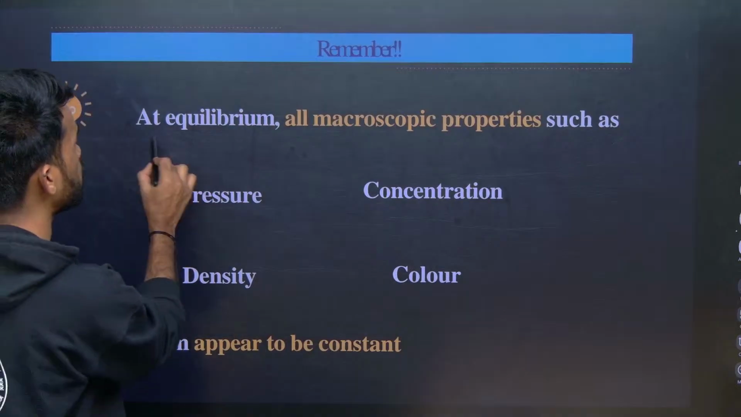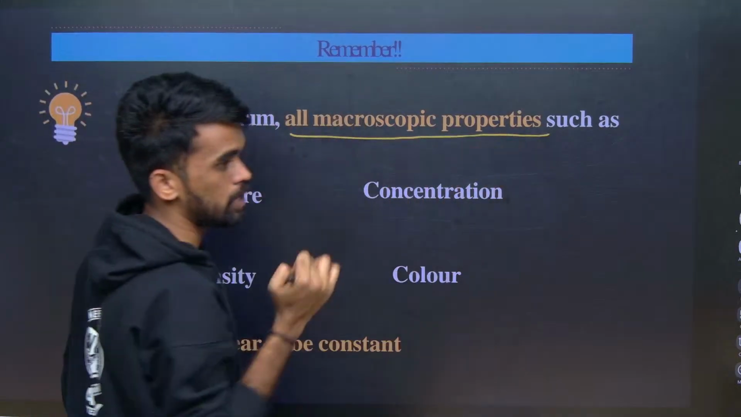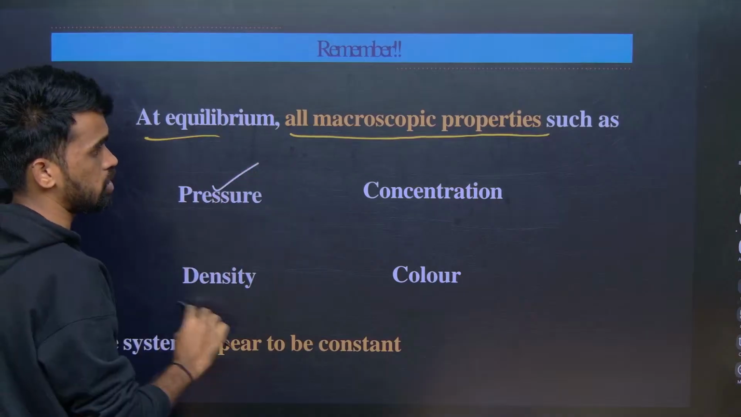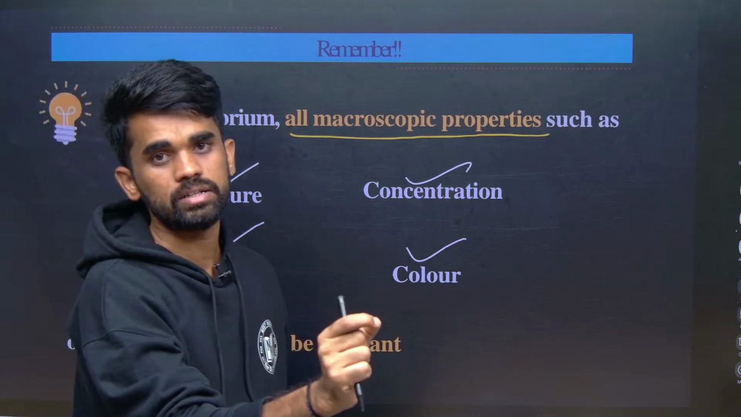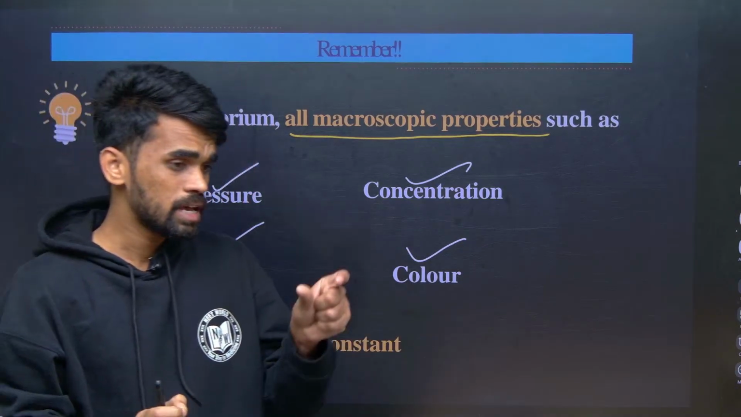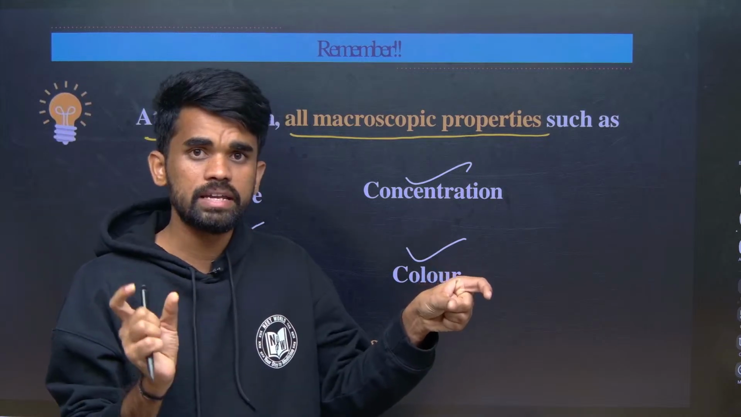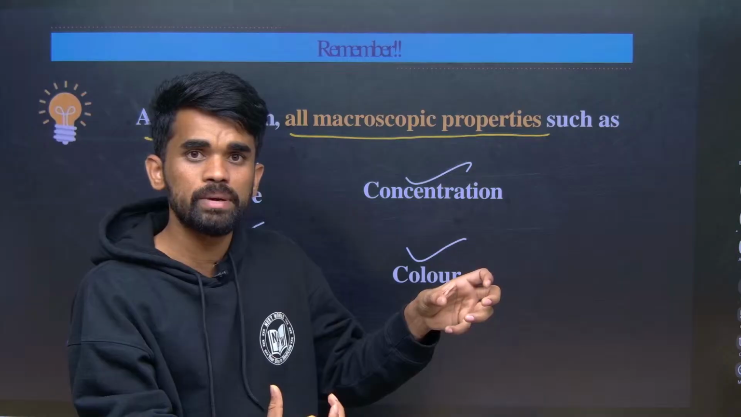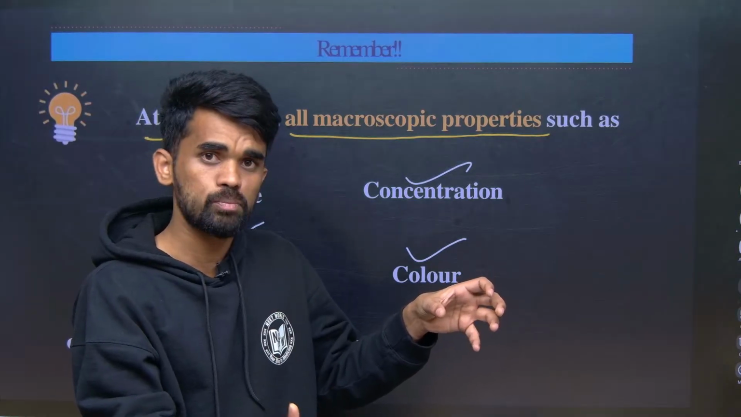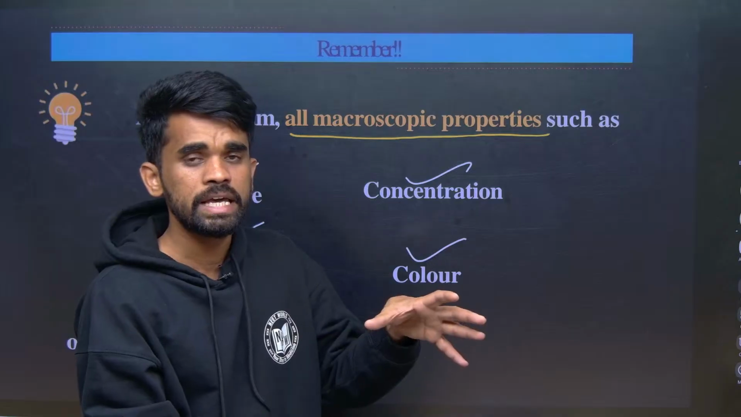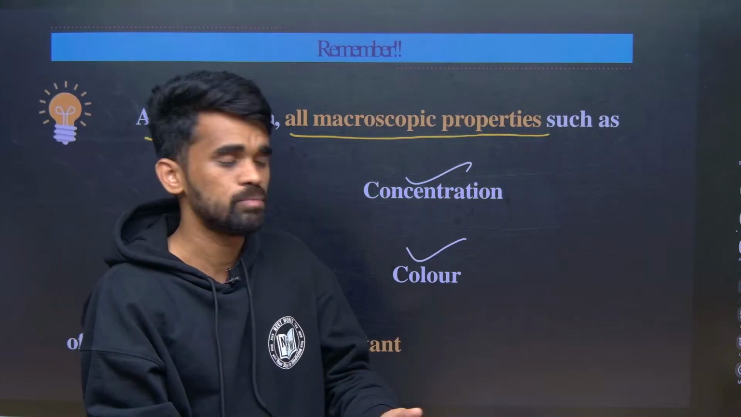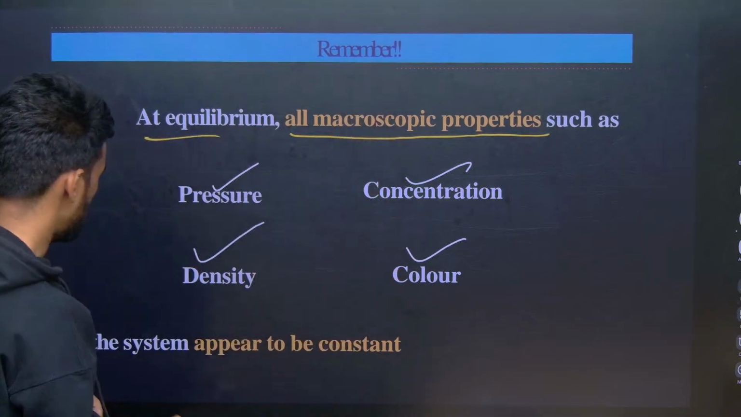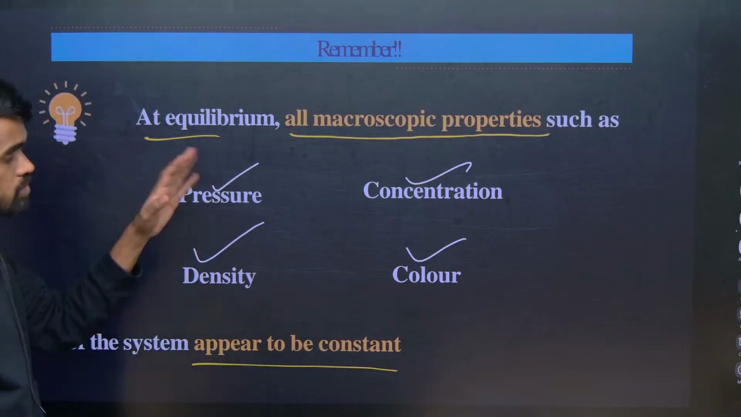Next, at equilibrium, as I told you, all the macroscopic properties like pressure, concentration, density, and color will also remain constant. Since the concentration of products and reactants remains constant, the composition will also remain the same throughout the equilibrium. So whatever the color intensity is, that will also remain the same, that's why color also remains constant. So these are the constant things we can remember. I hope there is no confusion in this.